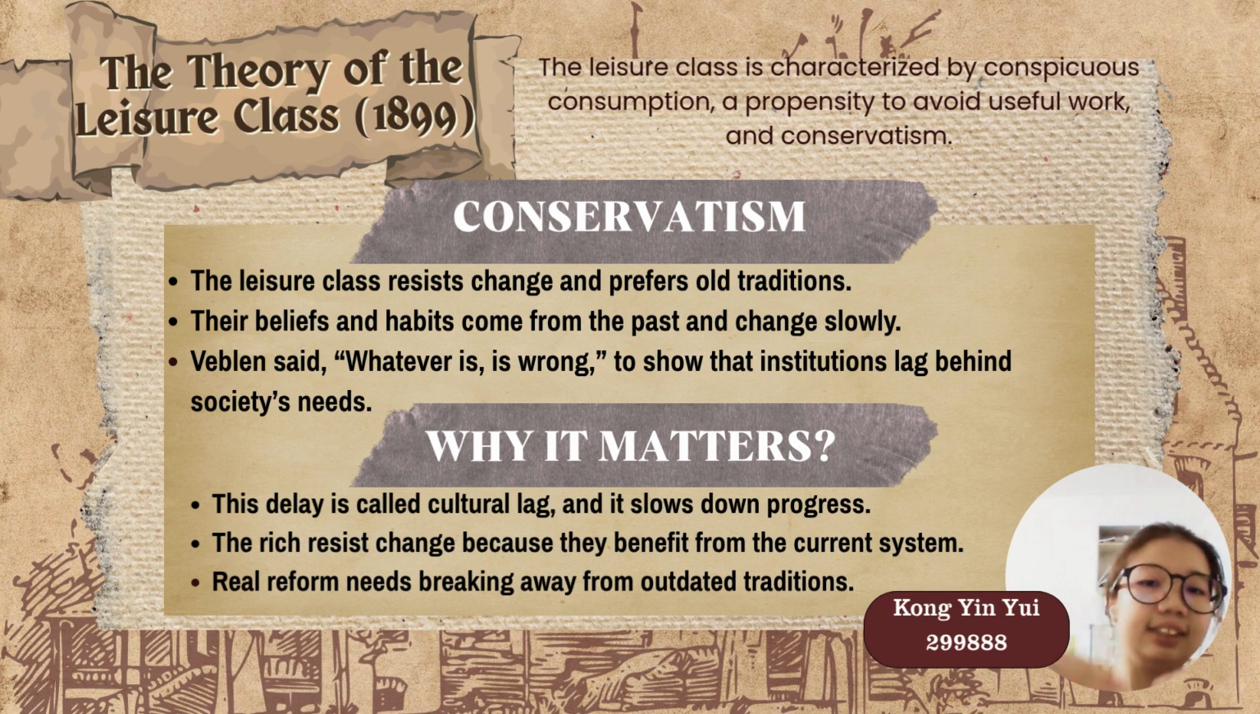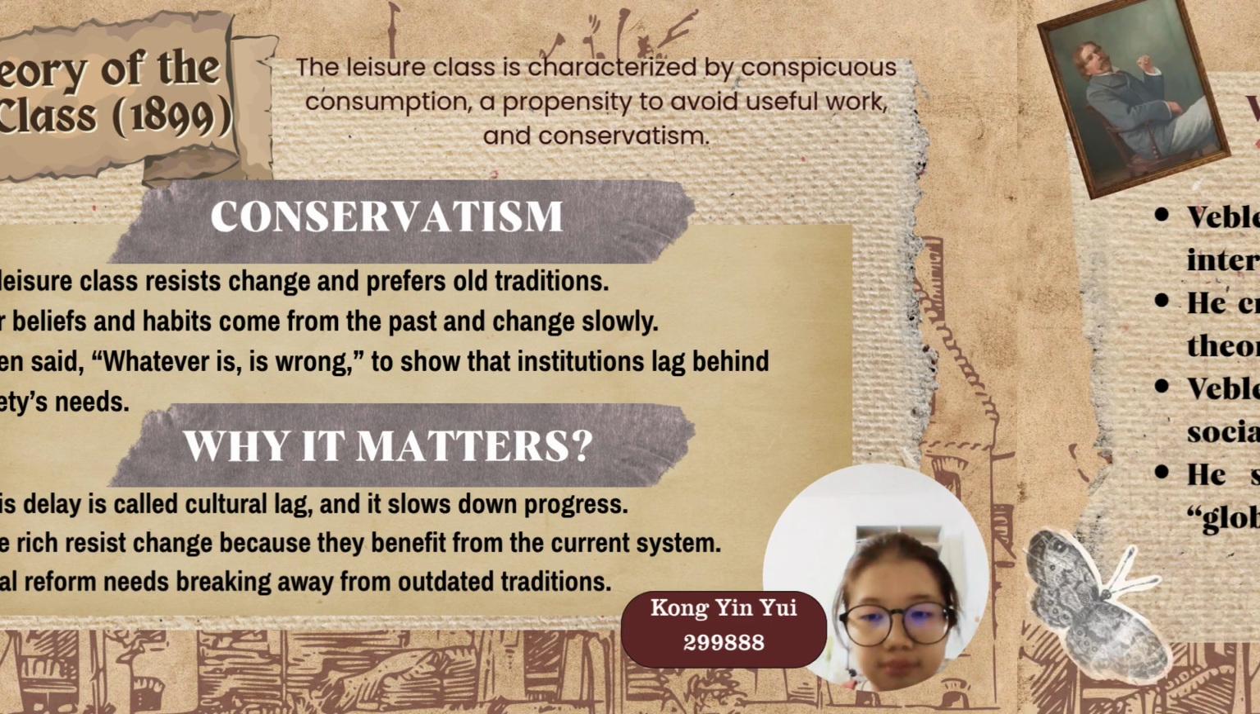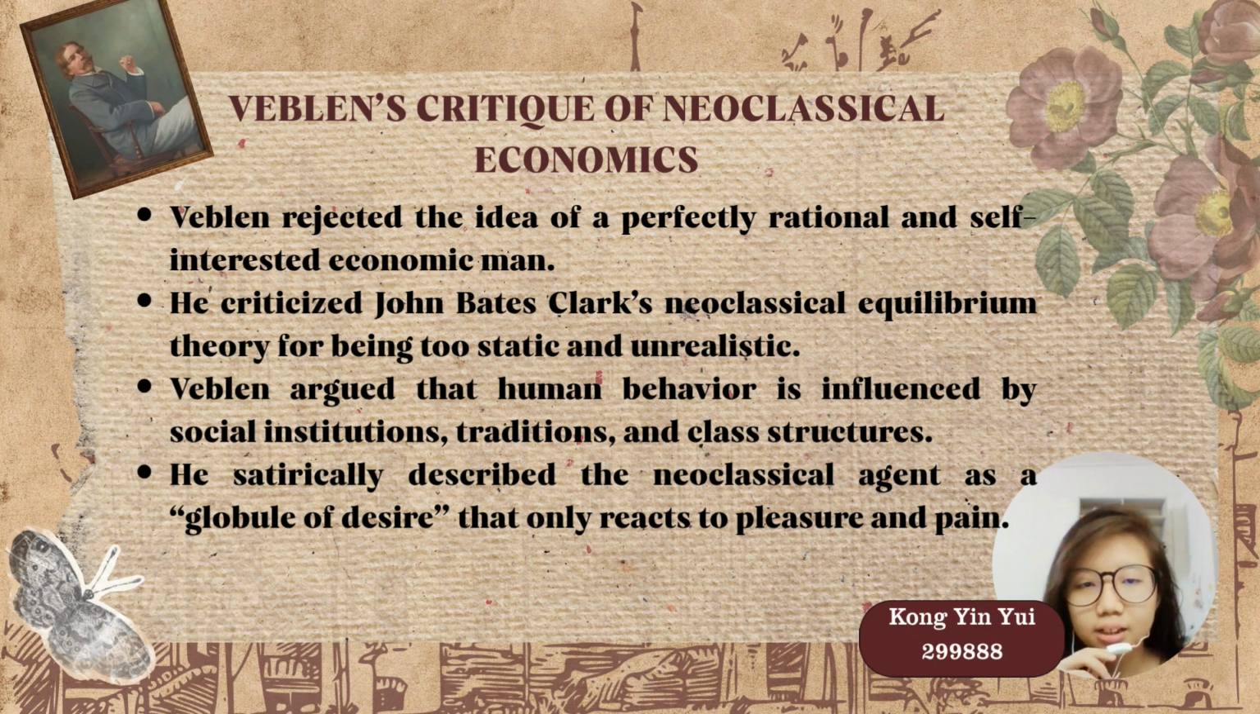Veblen explained that the leisure class is conservative. They resist change and hold on to outdated beliefs and habits. These traditions are inherited from the past and evolve very slowly. He summed this up in his famous quote, "Whatever is, is wrong," meaning institutions always fall behind society's actual needs. This cultural lag slows down progress, and since the wealthy benefit from the current systems, they are often the biggest obstacle to reform.